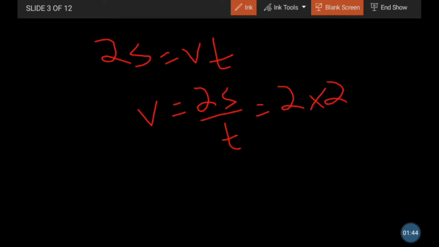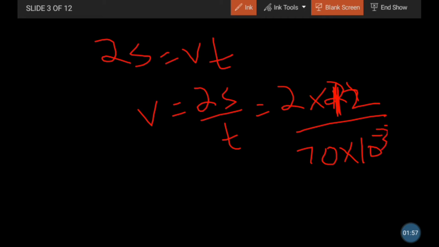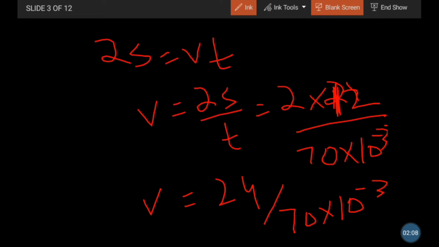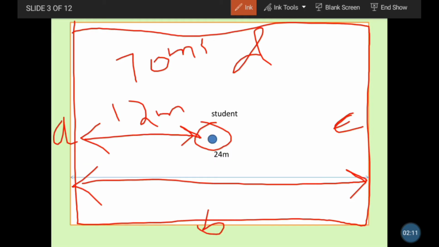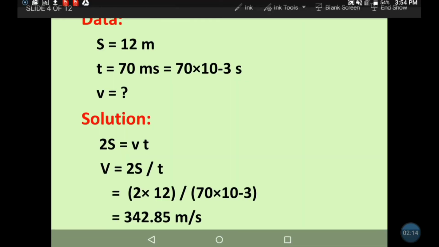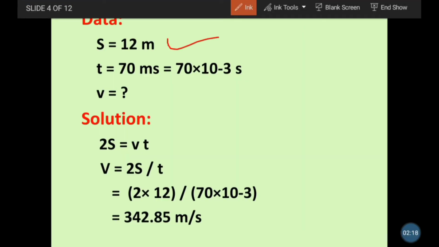So V = 2 multiplied by 12 upon 70 into 10 power minus 3 seconds. So V = 24 divided by 70 into 10 power minus 3. We will solve it further. We have the distance s = 12 meters and time t = 70 milliseconds, which is 70 into 10 power minus 3 seconds. We have to find V. 2s = Vt, V = 2s upon t. We put the values of s and t, and finally we get the result, which is 342.85.